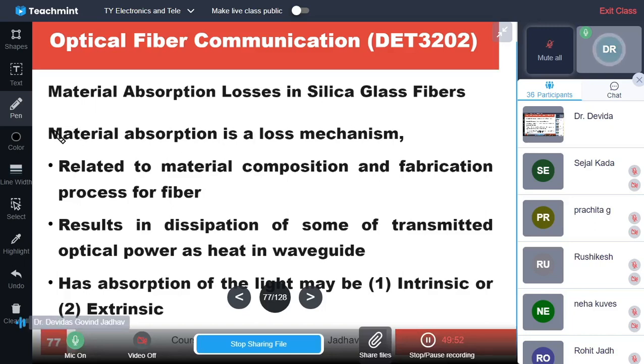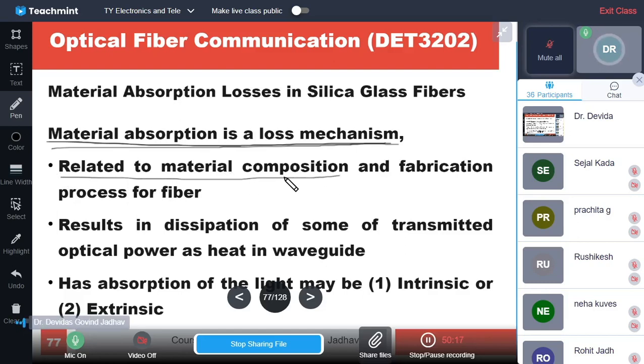What is loss due to the material? The material absorption loss. Material absorption loss is there. Okay. What is material absorption loss? It is related to material composition.